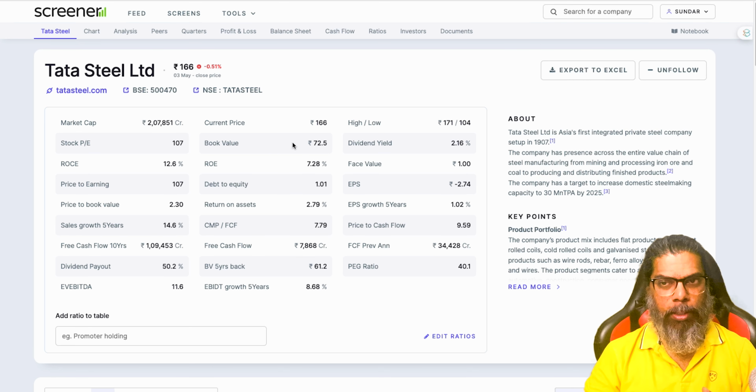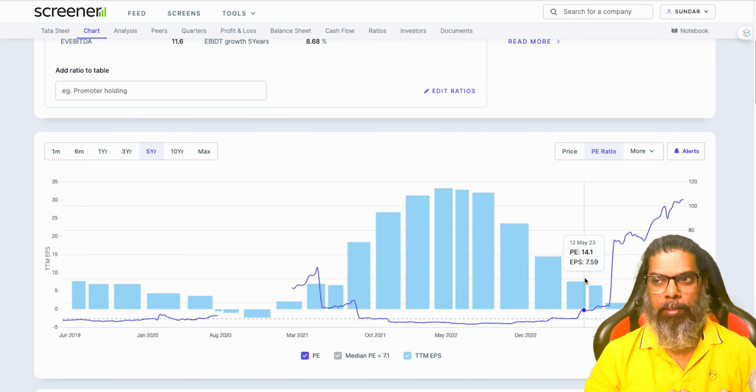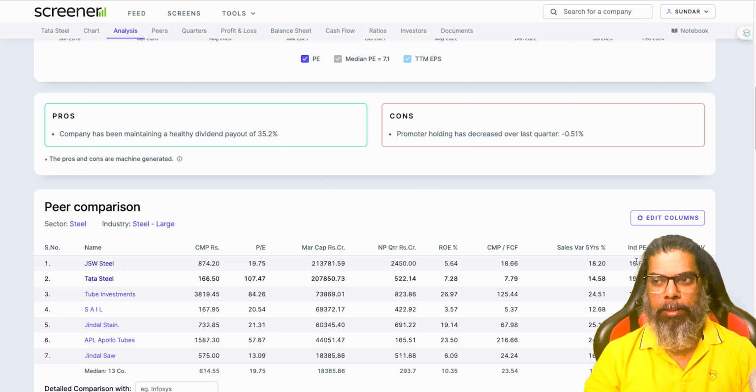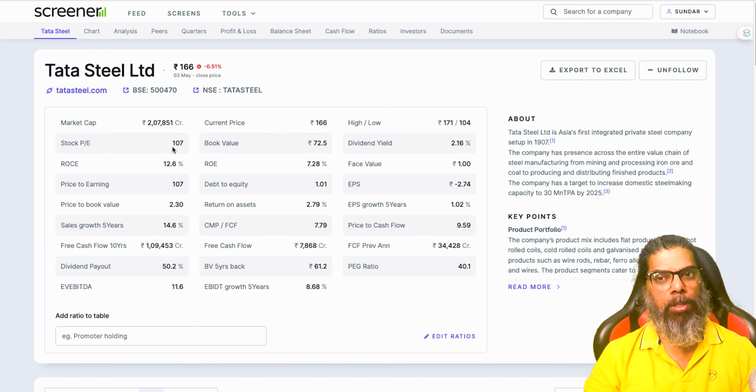Tata Steel book value is 72, current price is 166, and it is trading at 2.3 times. It's a very capital intensive company, right? But it's fairly priced. It's 2.3 times, it's okay, but yes, it's more than 1. It's fairly priced, but not highly. Stock PE is 107. Stock PE is so high. Industry PE is 19, but Tata Steel is trading at 107 PE. So whether I will look at the PE or PB here.